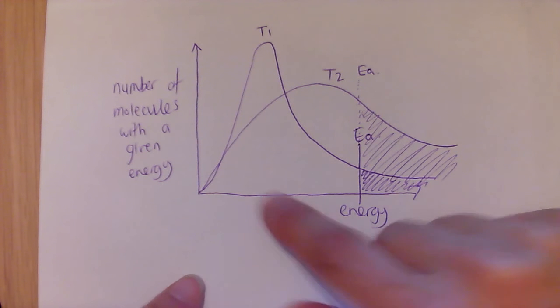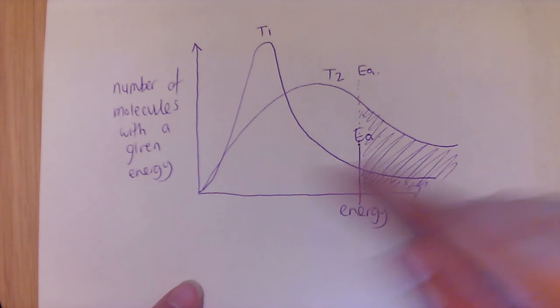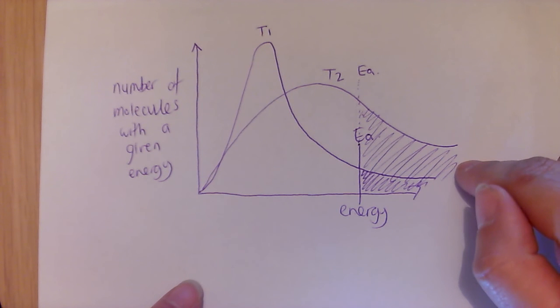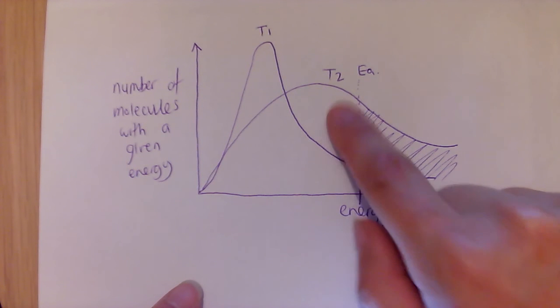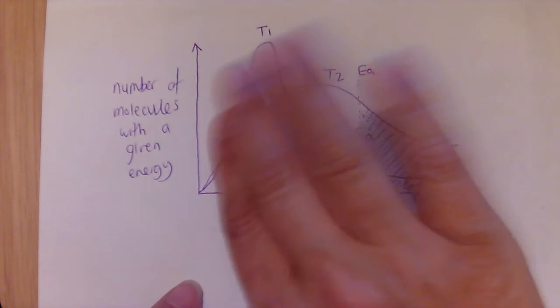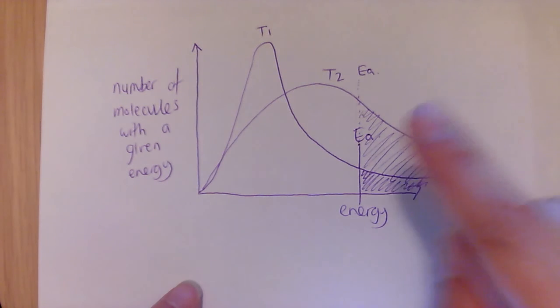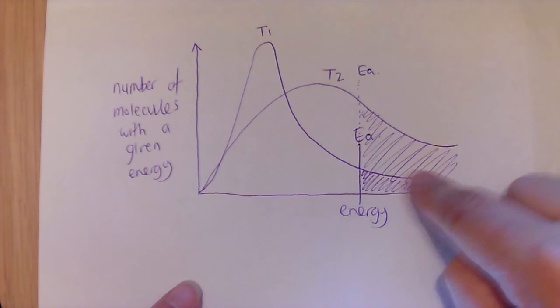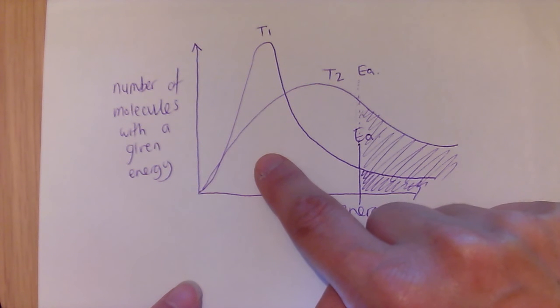There's a few points to notice. First of all, the line still goes through the origin, and it never reaches the x-axis again, like it did in the other. But what you'll notice is the peak of the graph is shifted to the right-hand side of the graph. However, the total area underneath it is exactly the same as the first graph.